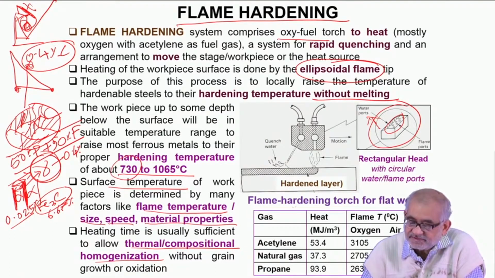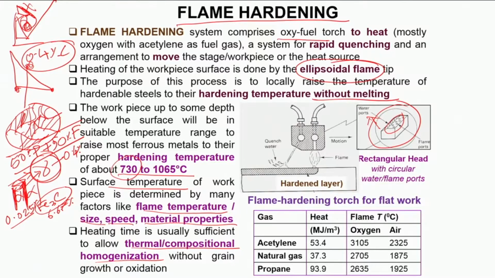These are the various kinds of gas mixtures that we use. So if you use a combination of oxygen or air with acetylene or natural gas or propane, this is the kind of flame temperatures that you can develop. So if it's oxygen, this is the range of temperatures you can generate, or with air the temperature range would be slightly lower. So one has to control the flow of gases at the tip of the flame so that the right kind of temperature mix is maintained.